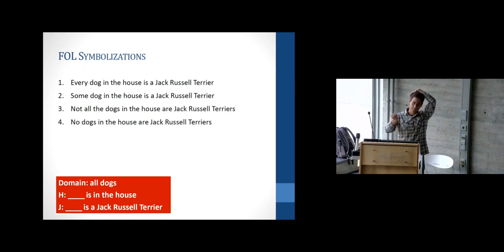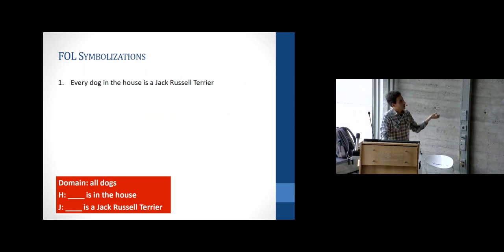Quantifiers and negations, okay? Quantifiers and negations can work together, and it's not always straightforward to see the connection. Every dog in the house is a Jack Russell Terrier, that doesn't have a negation. You might say for all x, Hx and Jx, but this is in red indicating this is wrong. Why? Because it implies that all the dogs in the world are in the house. And this is not what we want to say.